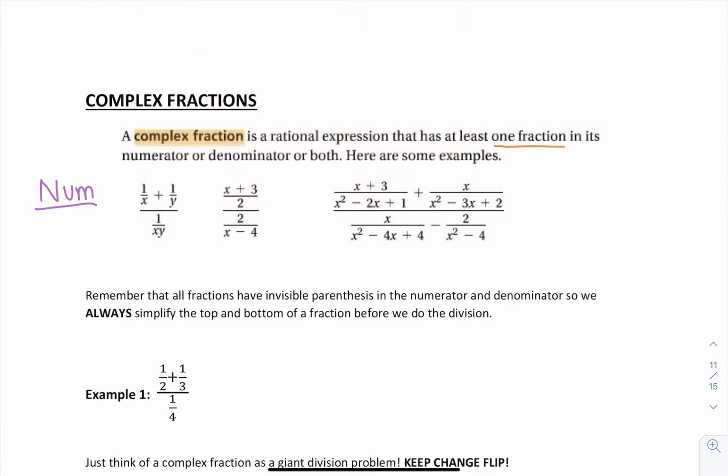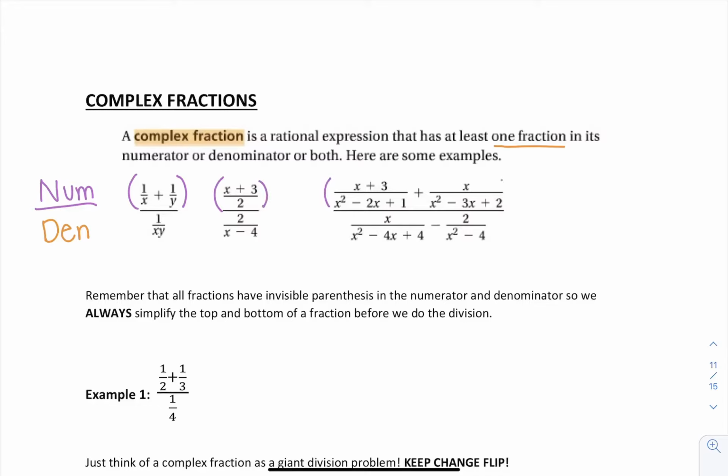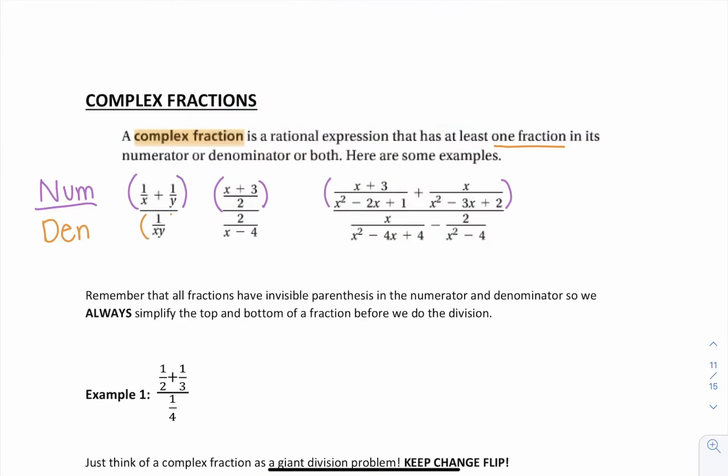over the denominator. Now, if we look at this first numerator, it's got two fractions being added together. Or this one has another fraction. Or this one has two fractions being added together. If we look at our denominators, this one has a fraction, this one has another fraction, and this one has two fractions being subtracted from each other.